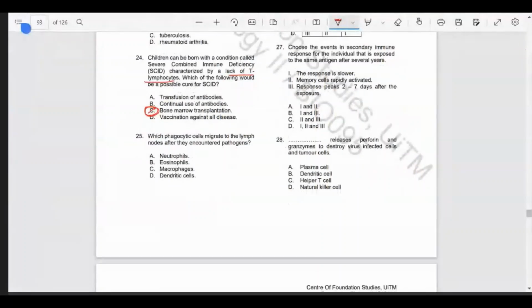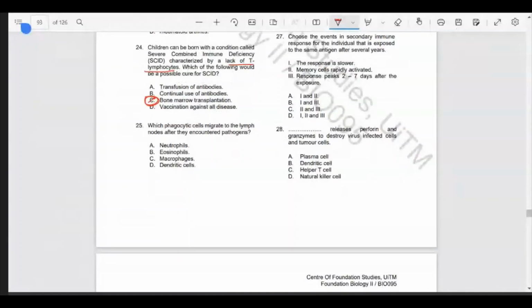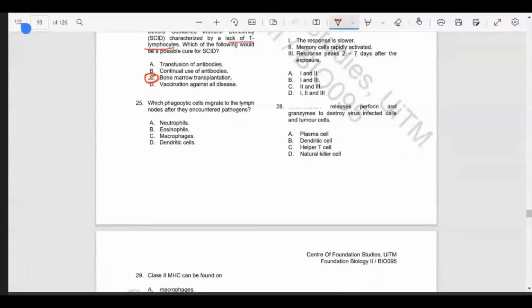Okay, so 25. Which phagocytic cells migrate to the lymph nodes after they encounter pathogens? My answer is D, dendritic cells. Okay, so they will travel to the lymph nodes, so dendritic cell. Dendritic cell is in the second line defense and also the third line defense.